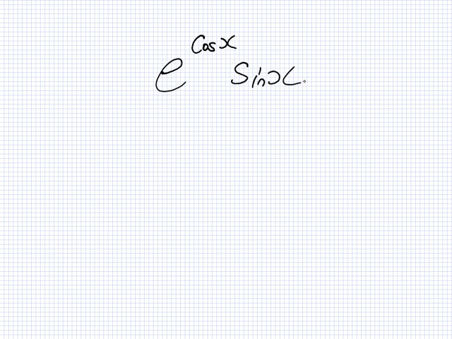Good question. Which part do you think? What rules do you need? Product and chain. And when you use the chain, what's the inside and what's the outside? Inside, cosine. Outside, e.